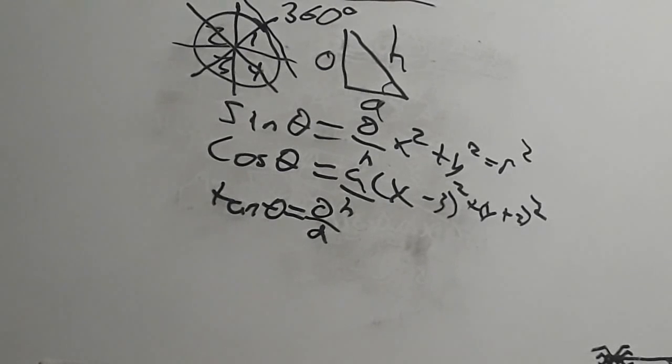Alright, now here's how you convert degrees to radians. You have pi over 180.